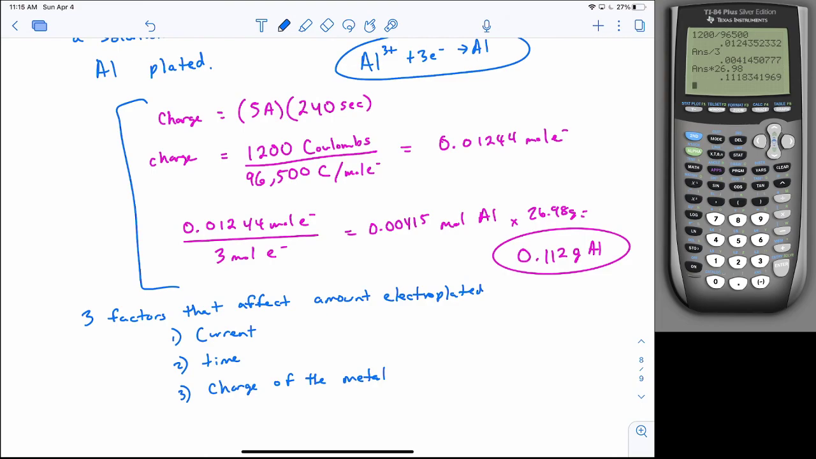So we went over calculating cell potentials. We went over identifying what's the better oxidizer and what's the better reducer using cell potentials. We talked about electrolytic cells, mainly aqueous ones, where you have to decide between what's oxidizing and what's reducing. And we talked about electroplating and how to calculate the values for that, given the current and the time and the identity of the metal, so that we can accurately calculate the mass. And those are the main ideas.